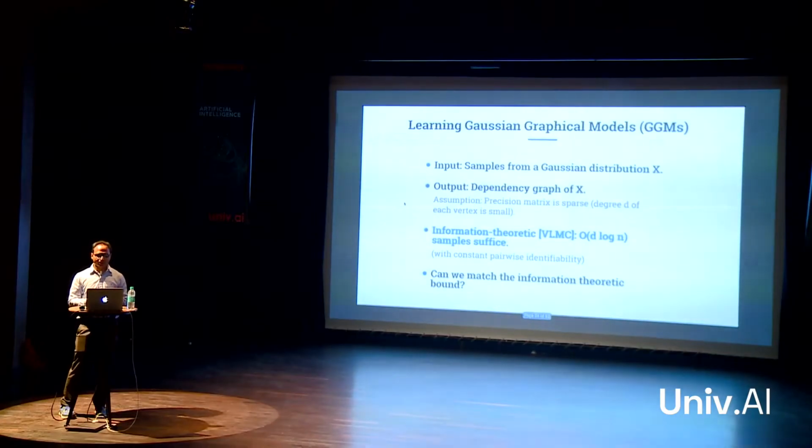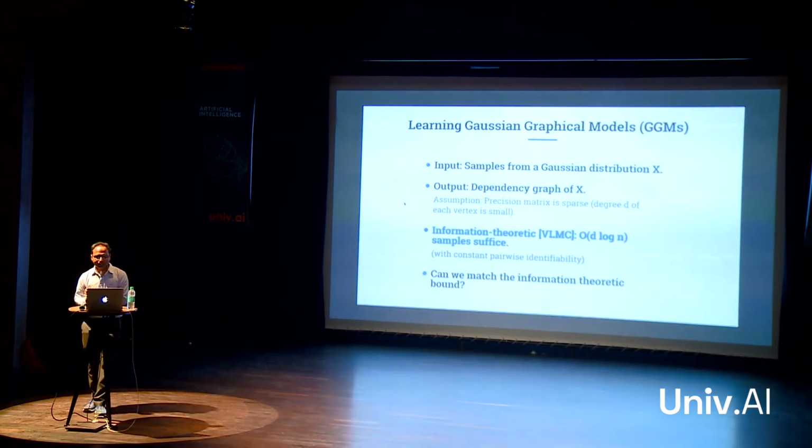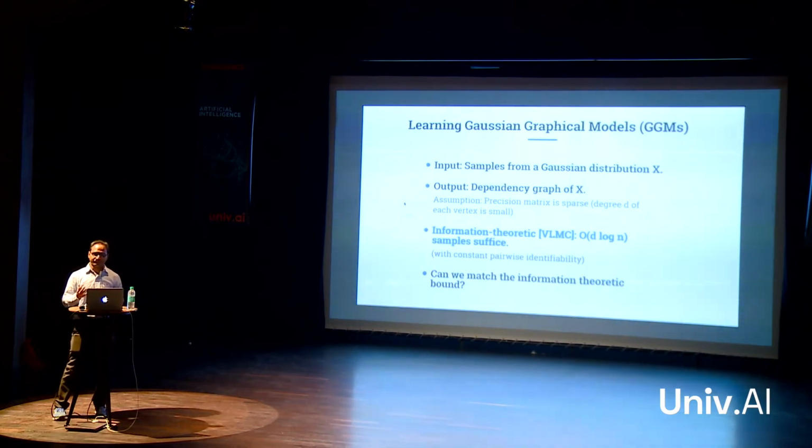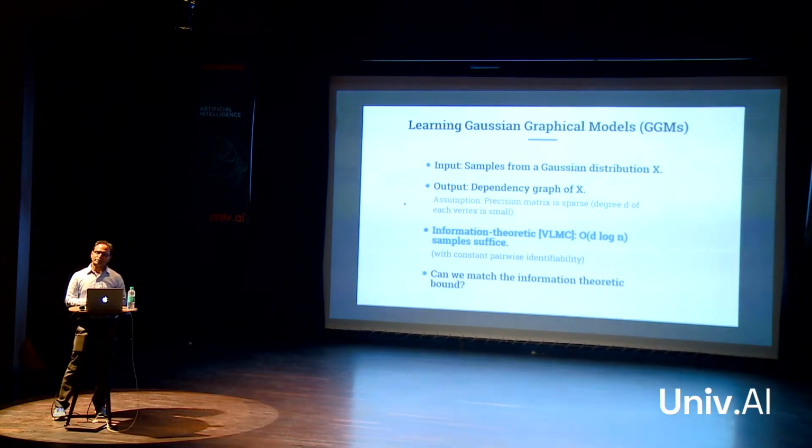And this leads to the problem of learning Gaussian graphical models. I'm given as input some samples from a Gaussian distribution, and our goal is to learn the dependency graph of X. And what we actually do is not just learn the dependency graph, but also estimate the precision matrix. So we learn the structure as well as the parameters of the precision matrix. And the surprising thing here is that once you say the precision matrix is sparse, it is actually possible to do something much better than what you would without.